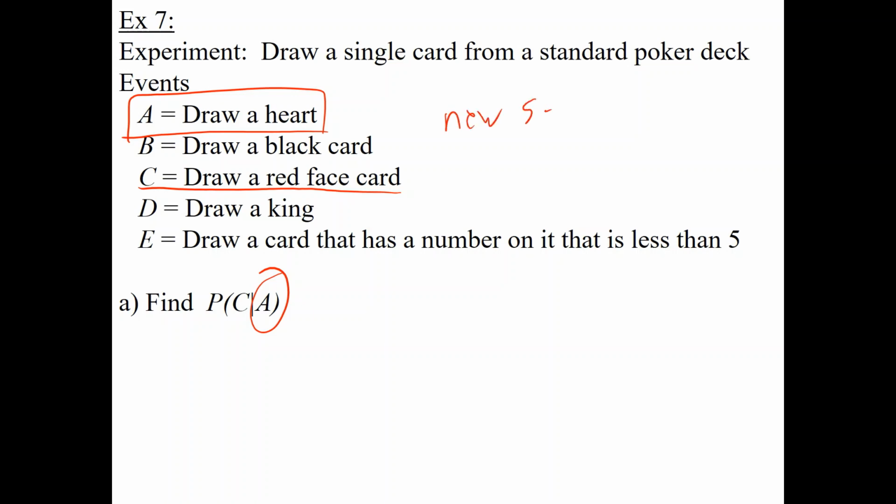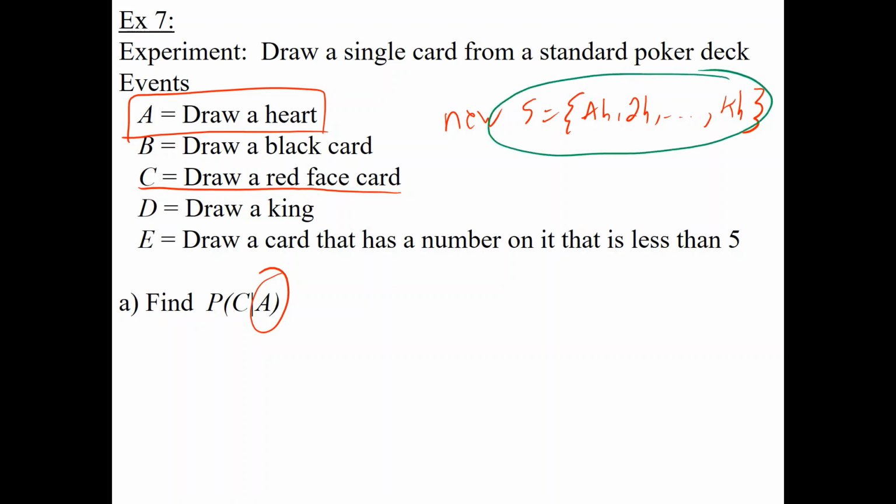Ace hearts, 2 hearts. Since I'm running out of room, let me just go ahead and write it like this, King of hearts. Once you told me that I drew a heart, it has to be one of these cards. Can't be anything else. So I automatically know that my sample space that I'm drawing from has 13 things total, so that's what goes on the bottom. And now I want to know what the probability is to get a red face card. So what you want to do is you want to count the red face cards. Red face cards that are in here. Okay, that's my whole sample space.